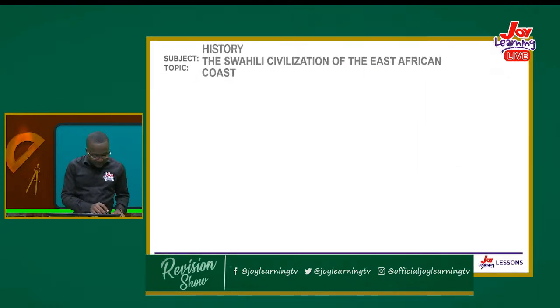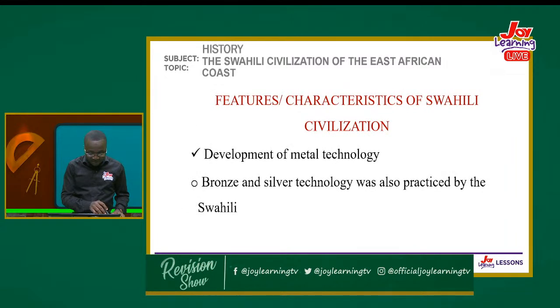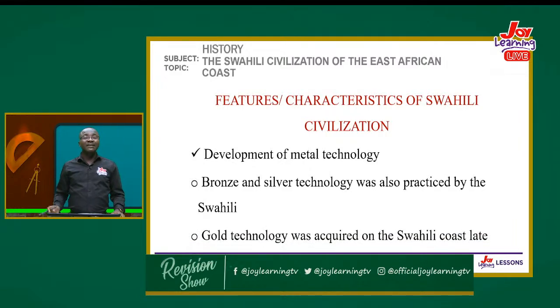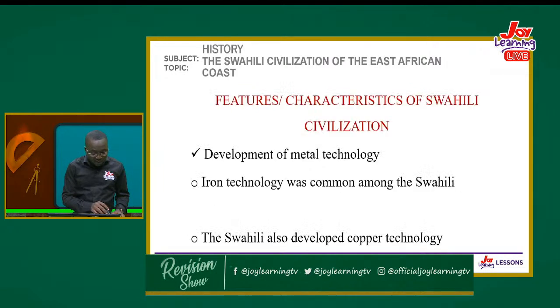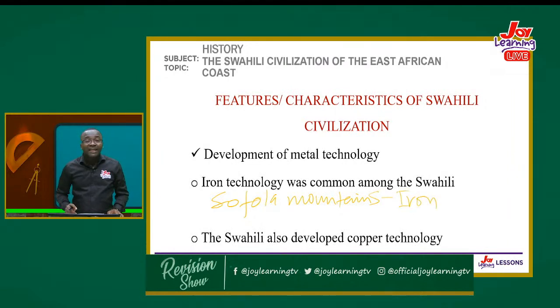All right. So we're talking about metal technology or the development of metals. And we're saying that as it is with all other civilizations, the people of the East African coast also learned how to use metals to develop their territories. We are told that the Sofala Mountains abounded in iron ore. And they used this iron to produce various weapons. They used it to produce agricultural tools or inputs, as well as various iron ornaments.